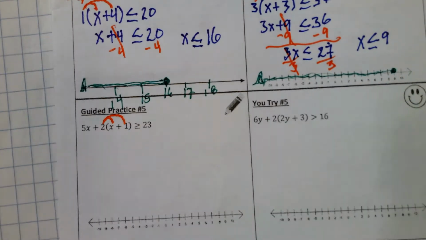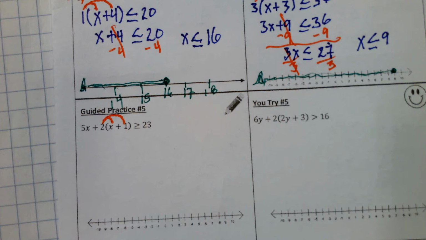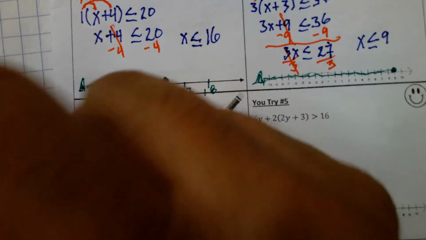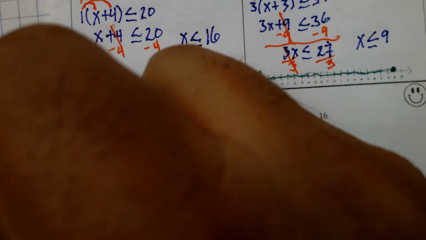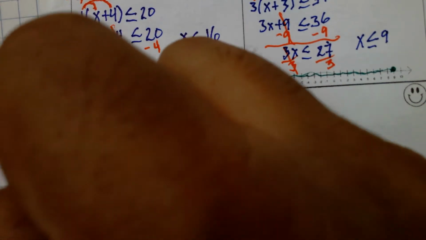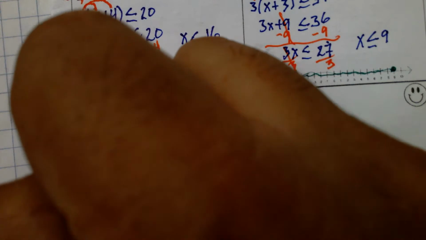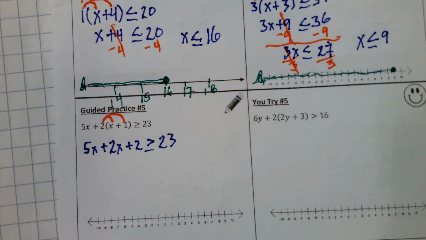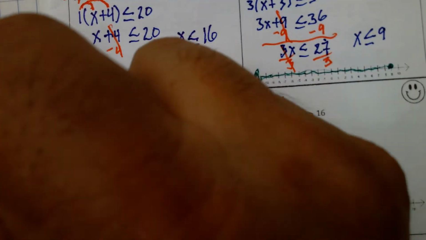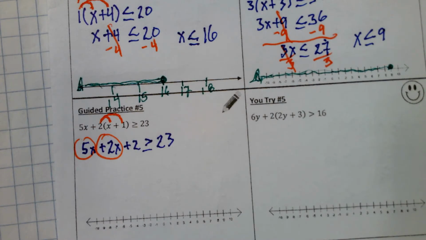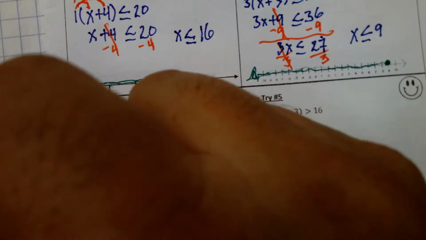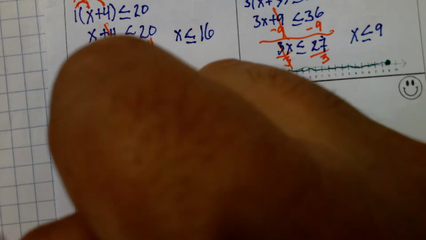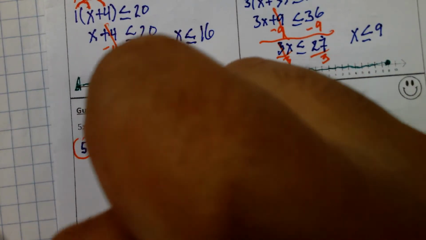All right, let's distribute 2. So we got it. For this one, we have to do pretty much everything. Bring down 5x. 2 times x is 2x. And then 2 times 1 is 2, so plus 2 is greater than or equal to 23. First we distribute, then we'll check and see if we have anything to combine. We have a 5x and a 2x. They're both positive, so you just add those. 5 and 2 makes 7x plus 2 is greater than or equal to 23.